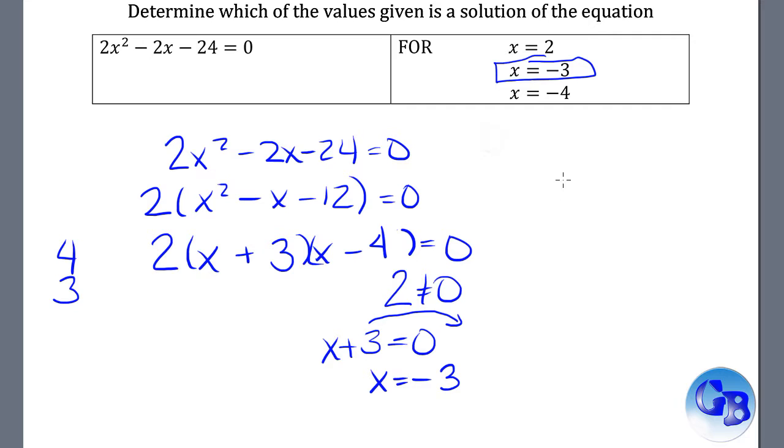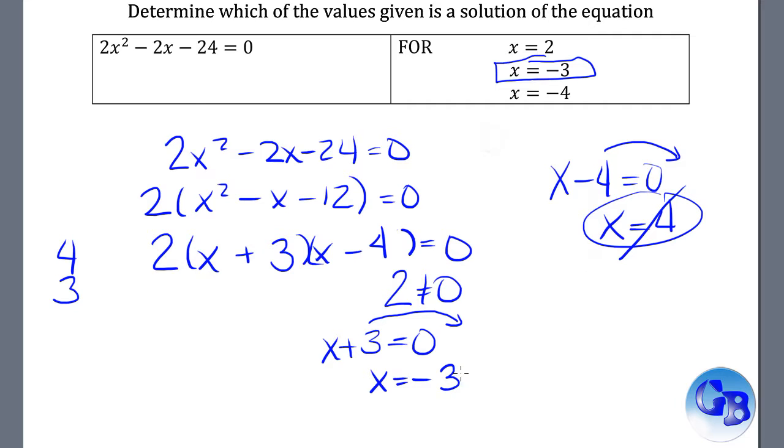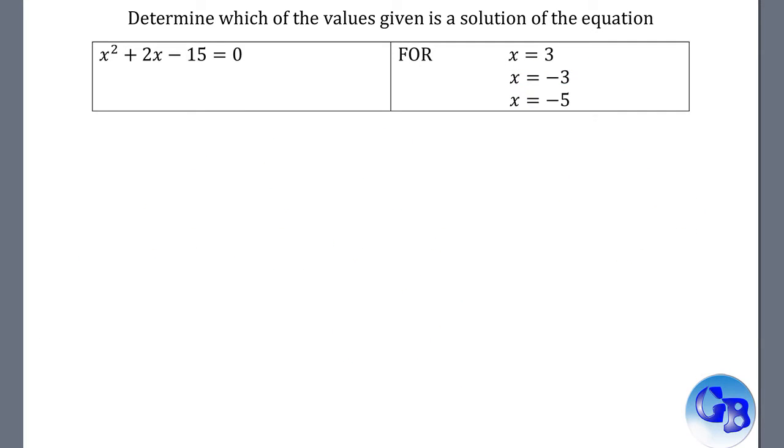So x minus 4 equals 0. We need to isolate the x, so we bring the negative 4 over here and turn it into a positive. That gives us x equals 4. Well, this solution is x minus 4, so this is not a solution. Our only solution in this problem is x equals negative 3. Let's move on to the next problem.